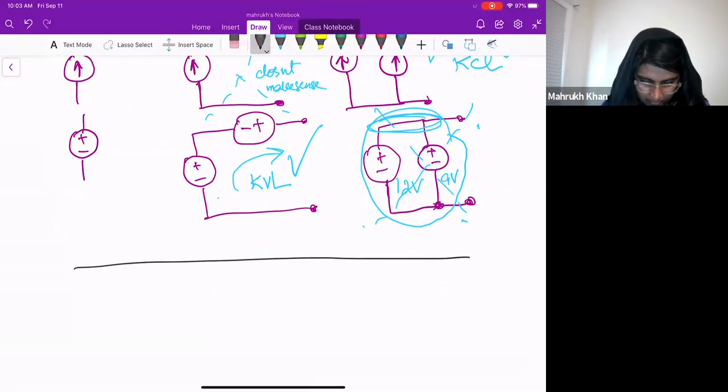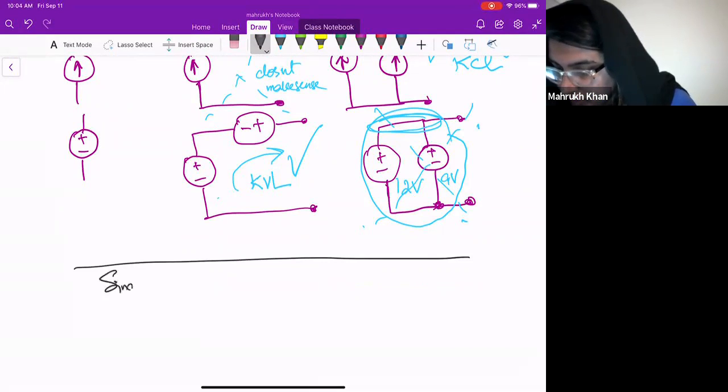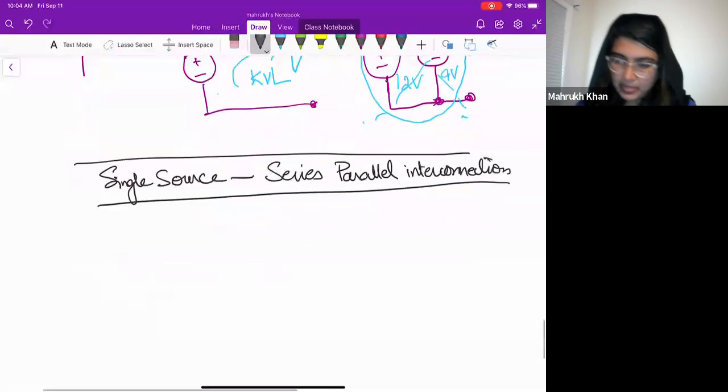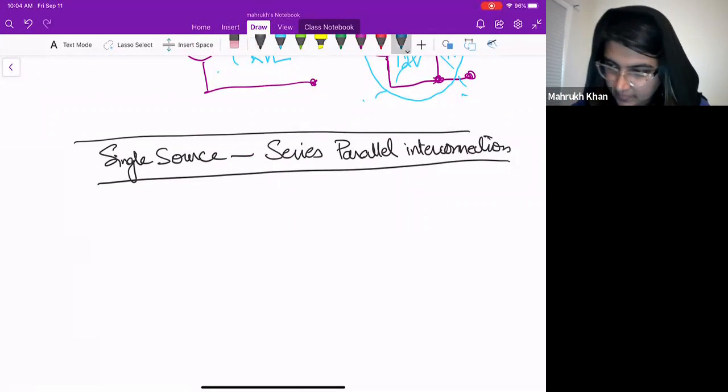Okay, so let's solve another circuit. This is a single source series-parallel interconnection. It's the same as we have done before, but here in this case, we will calculate currents and the voltages. Okay, so let me start.